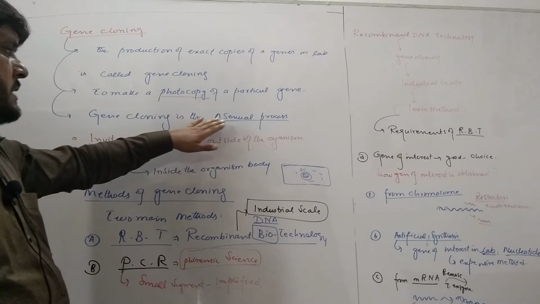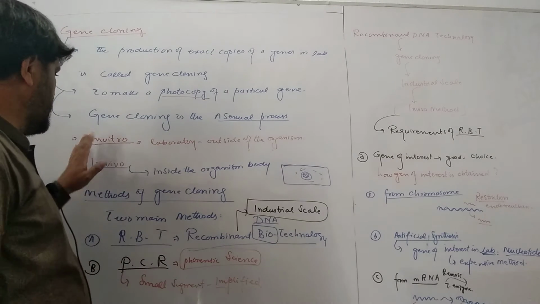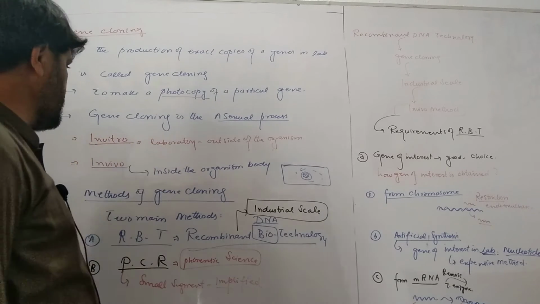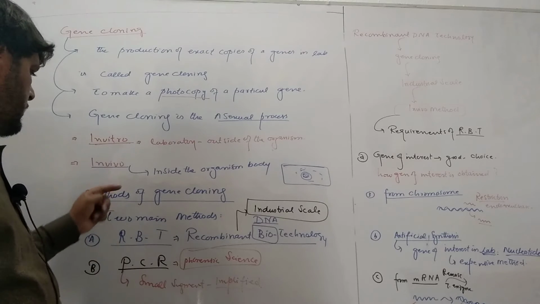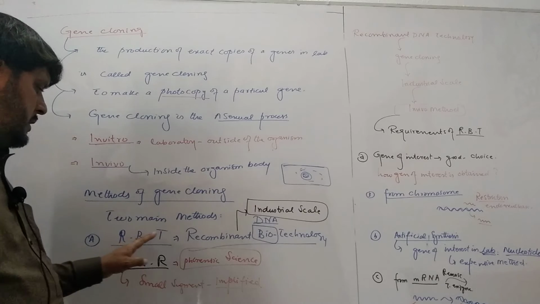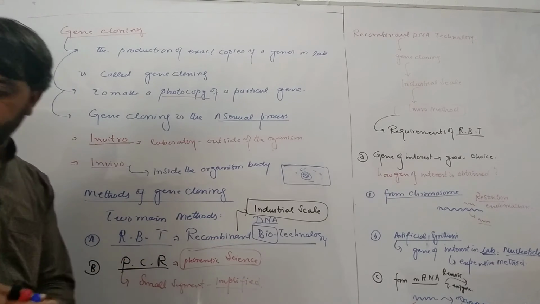Gene cloning is an asexual process. It is carried out by asexual reproduction. There is no involvement of male and female organ or sex cell. In vitro is that process which takes place outside the organism body in the laboratory. In vivo is that process which takes place in the organism body. There are two common methods of gene cloning: RDT, recombinant DNA technology, and PCR, polymerase chain reaction.